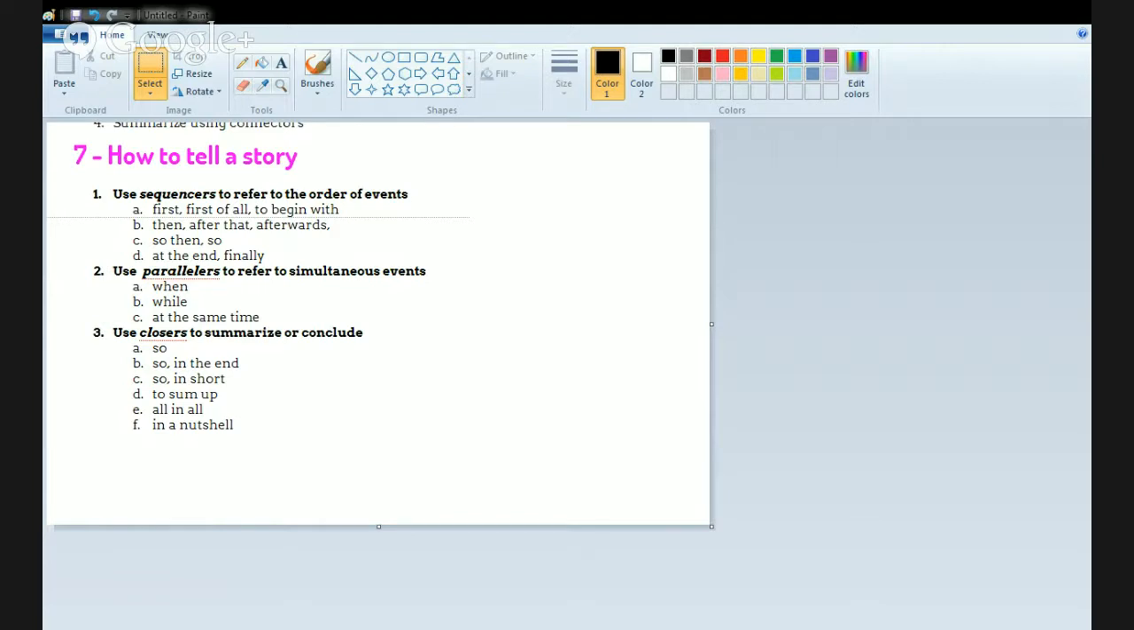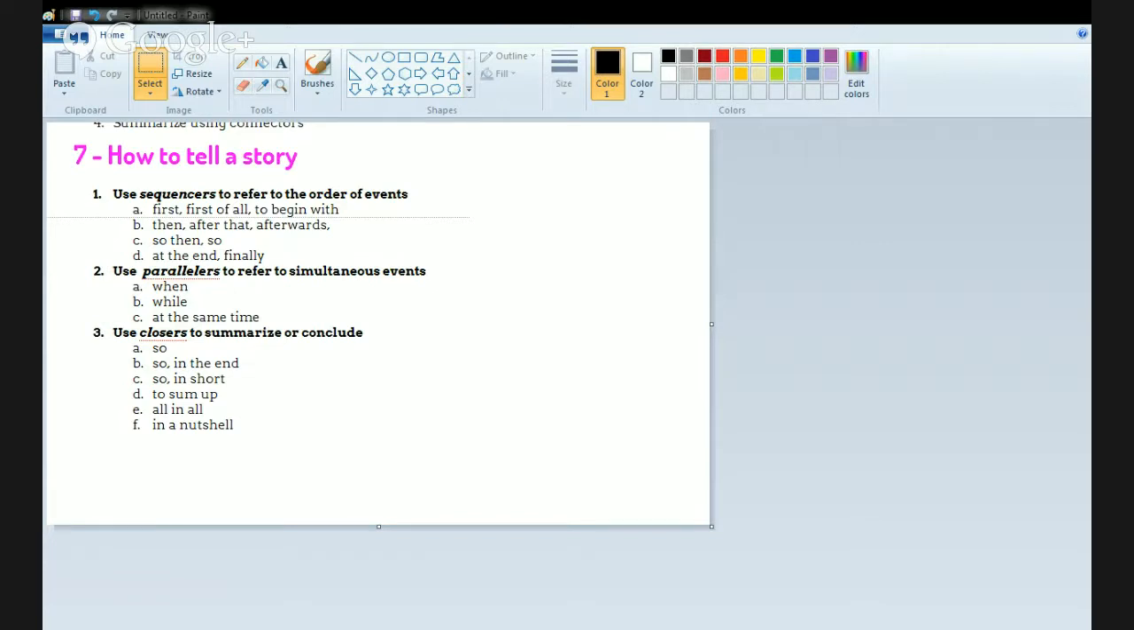Good. Then, after that, afterwards. Good. So then, so. Yeah, you can use so alone. You can use so then, and you can use any kind of connector after so when you're reaching a conclusion or a point that you want to summarize. And the last one? At the end, finally. All right. So these are the sequencers. In other words, putting things in order. But we're going to add 2 new kinds of connectors to our storytelling.